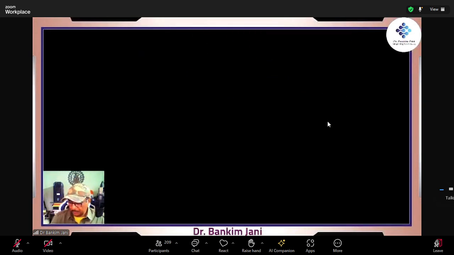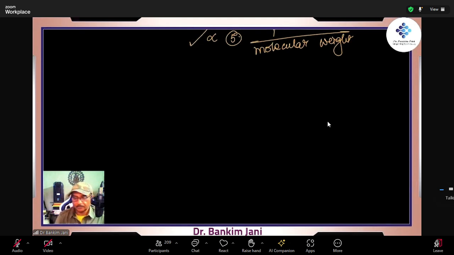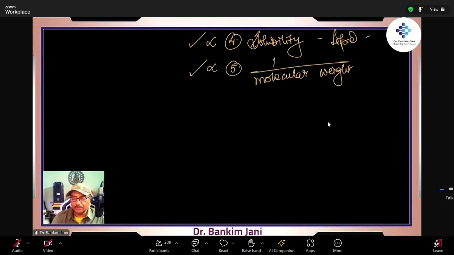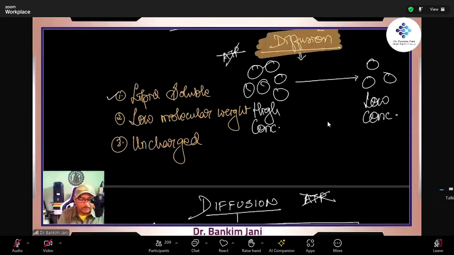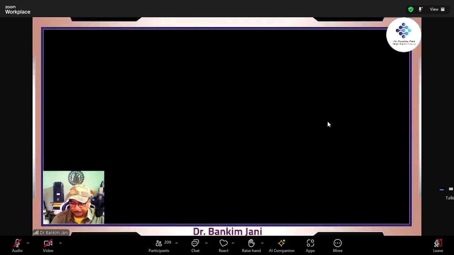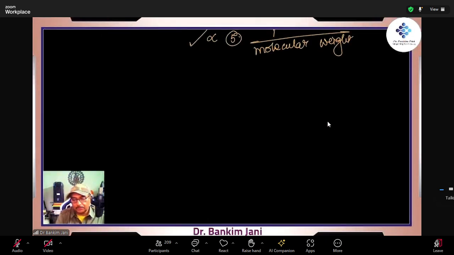Now we move to the next part. So this was the simple diffusion. The fourth point is solubility, we talked about that. Anything which is lipid soluble, of low molecular weight and uncharged will be able to pass through easily. So the more the lipid solubility, the more it passes. Okay, so till this point, things were good. But that's not true for everything.